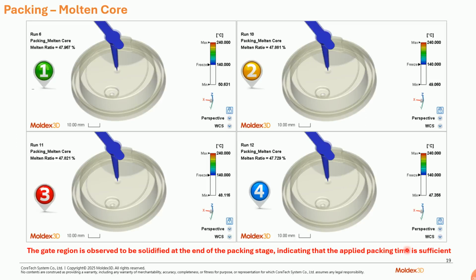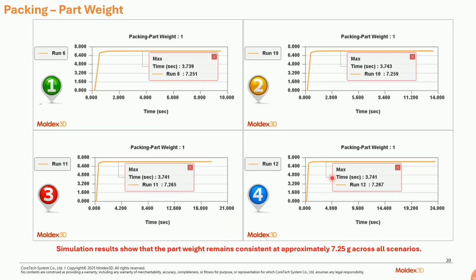Then we would like to confirm whether the packing time which we have given is enough or not. How can we conclude such information? We can take the activeness of the gate. In this particular project, we have given 3 seconds as the packing time. At the end of the 3-second packing time, the gate area is already solidified. It means the given 3-second packing time is good enough for this particular component.